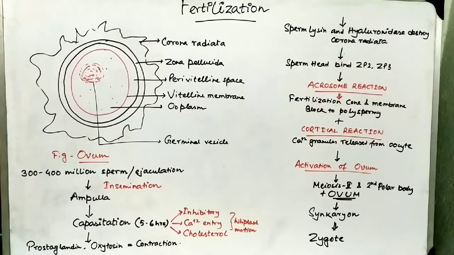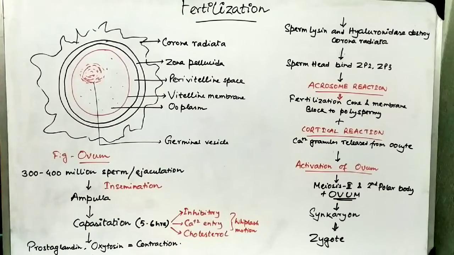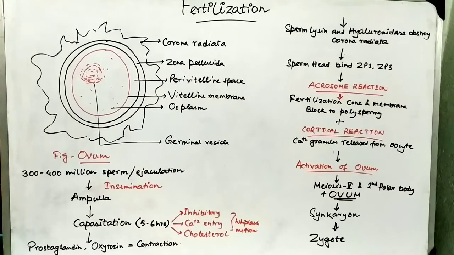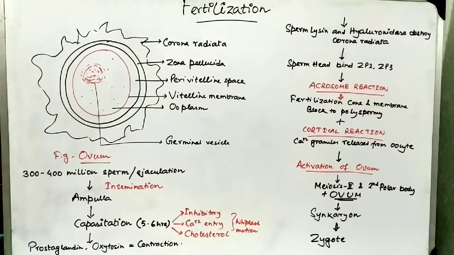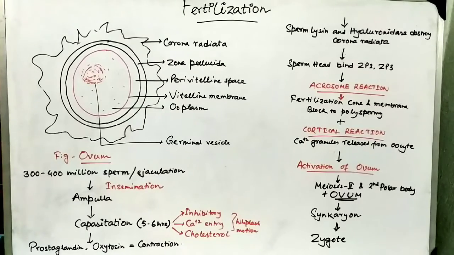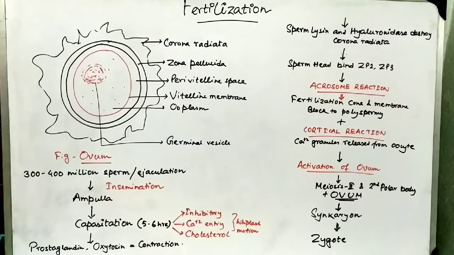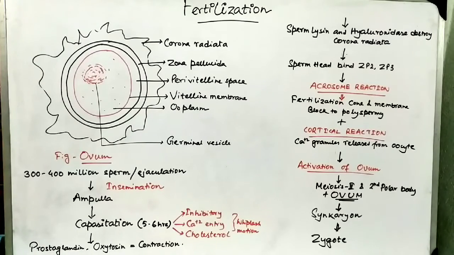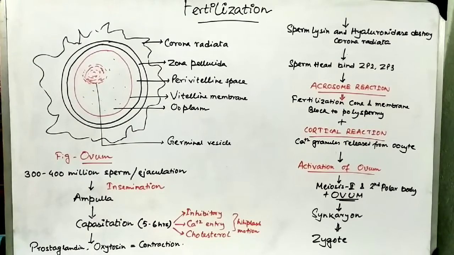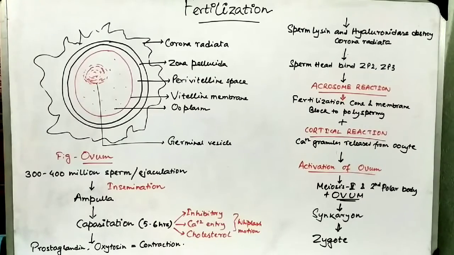So ovum, you can see a diagram of ovum, and this is not a true ovum, because only when the sperm has approached will the ovum be produced. Otherwise it is the secondary oocyte which comes out during ovulation from the Graafian follicle. So during fertilization, if we look at the structure of the ovum, it has different layers surrounding it.